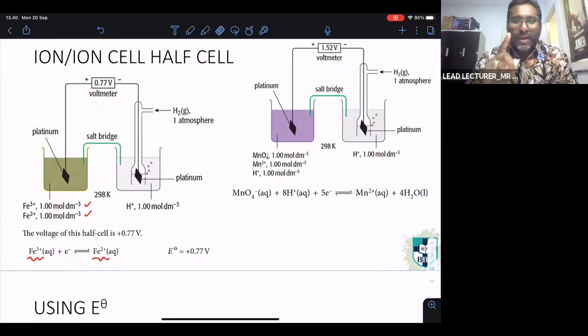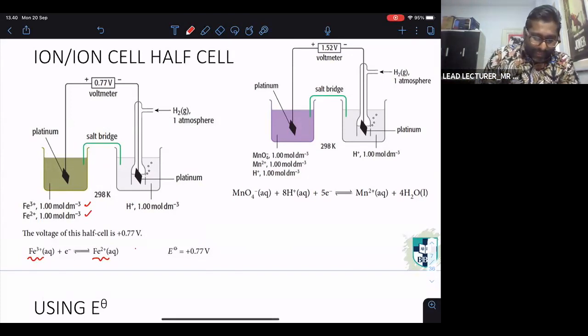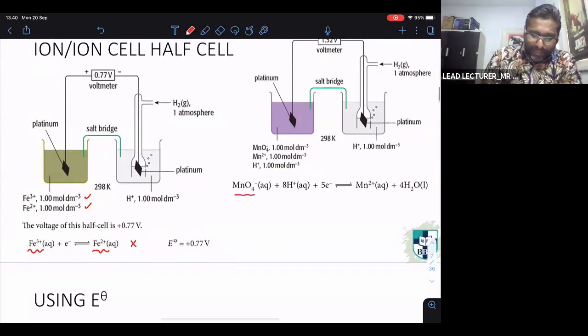But you need to be very, very careful. You cannot just simply say MnO4 and then Mn2 plus. Always analyze when they give you an ion. First thing is to check the equation and find out whether there is a presence of H plus. You can see here there is no presence of H plus. But if you look at this particular half cell, there is presence of H plus.